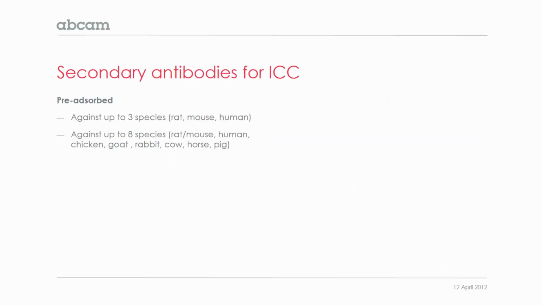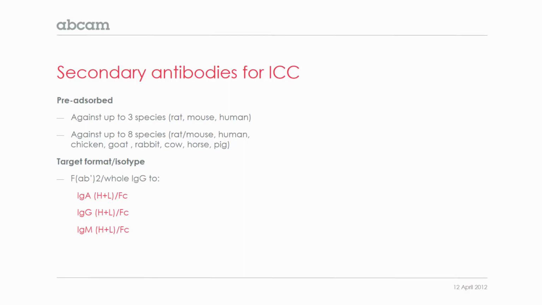Abcam's catalog includes over 2,500 secondary antibodies conjugated to biotin, enzymes, and different fluorophores, which would be useful for your research. If cross-reactivity of the secondary antibodies with endogenous immunoglobulins is a concern, for example, when the sample tissue is extremely rich in immunoglobulins, we recommend using one of our pre-absorbed antibodies, which are available as pre-absorbed against up to 3 or 8 species.